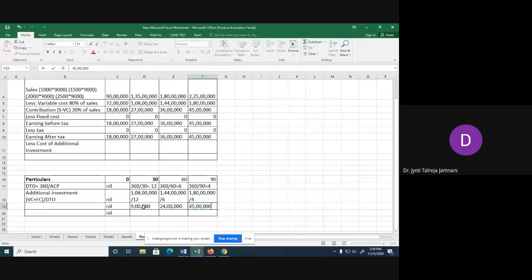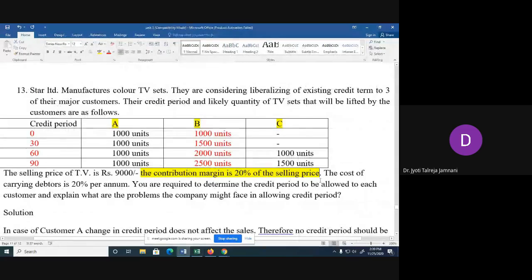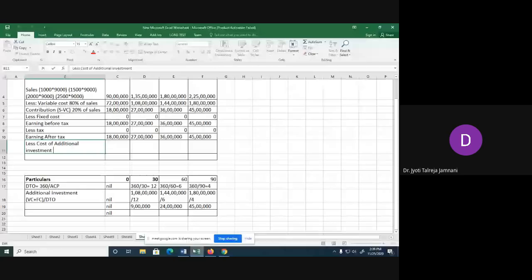Okay, now this is the additional investment. We can find the cost of additional investment and the percentage is given in the question. See, the cost of carrying debtors per annum is 20%. So 20% is the cost of additional investment. So 20% we will take of this amount. So of 9 lakh, 20%: 9 lakh into 20 divided by 100.